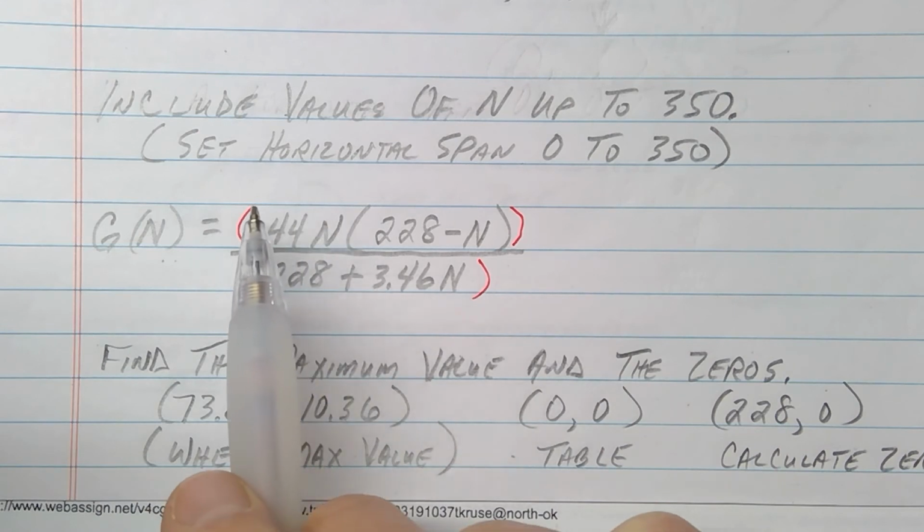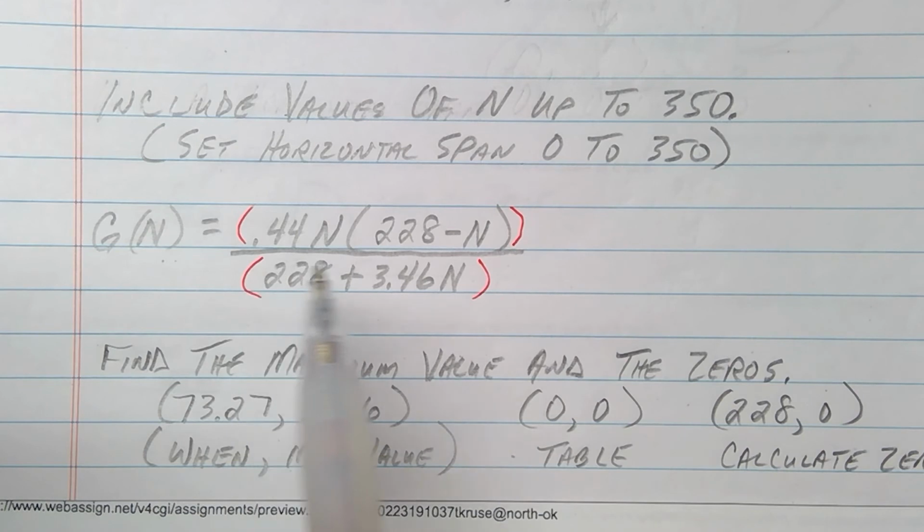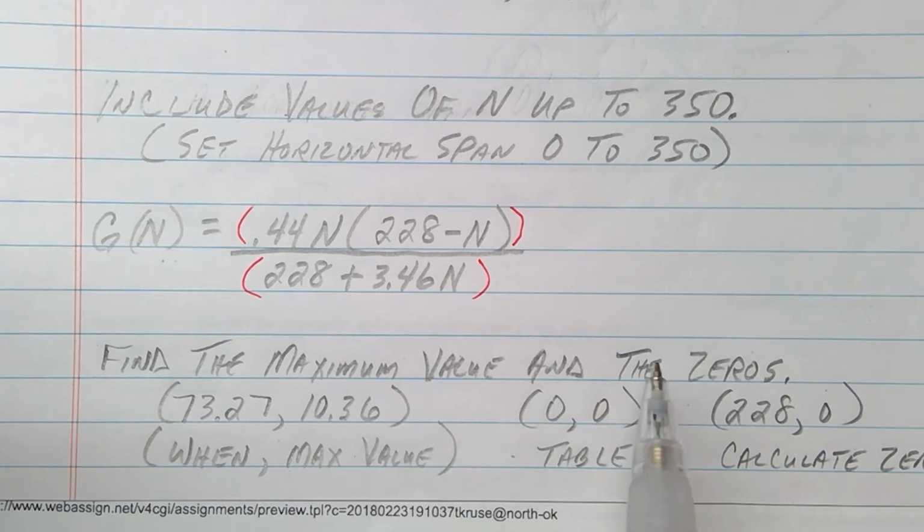Again, if you're using the 83s, you need the extra set of red parentheses. And let's find this maximum value, all right? I want you to try and find the maximum value of 10.36. And I want you to calculate the zeros. The zeros, we used to call them x-intercepts in junior high. I want you to show me where the graph hits the x-axis. So we're looking for 0, 0, and 228, 0. And I'll show you how to calculate those.